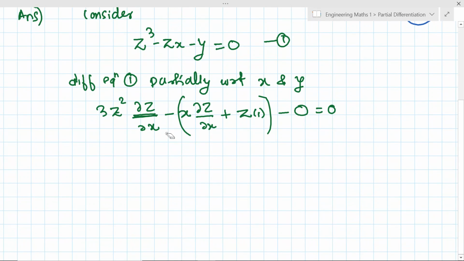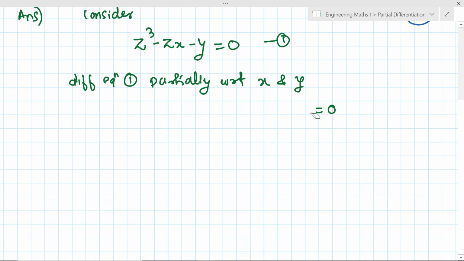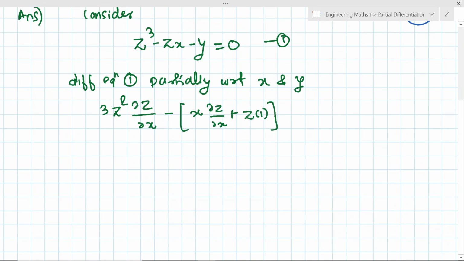Now this is the derivative of this. Let me explain it once again, because this is very important to understand. The derivative of z cube is 3z square into ∂z/∂x, because z is a function of x and y, we need to take the derivative of z partially with respect to x, minus. Now here it is the u into v rule. x as it is, derivative of z is ∂z/∂x, plus z as it is, derivative of x is 1, u into v rule, minus derivative of y is 0 with respect to x. So that's it.